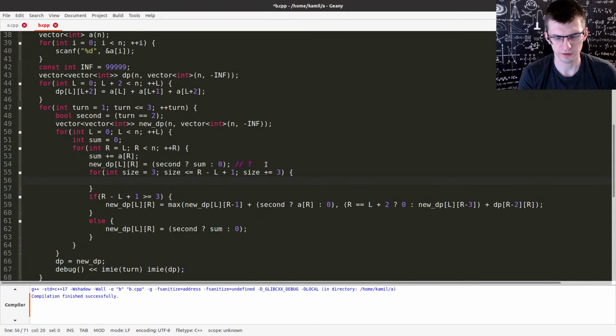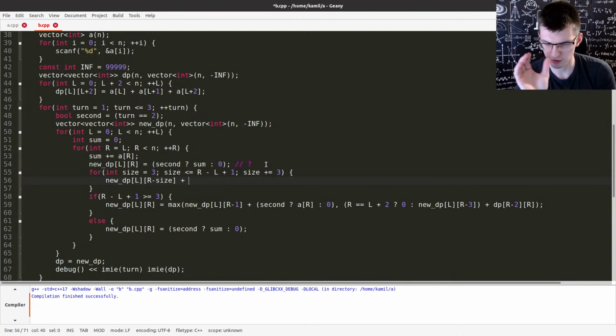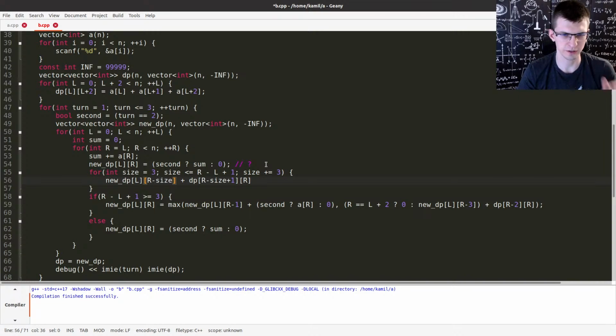And we have new dp from L to r minus size, plus the red thing from there. That's dp from r minus size plus 1 to r. This is a red thing, and this is the rest. It was blue on the drawing. So we need ifs. New dp of lr, maximize with that.